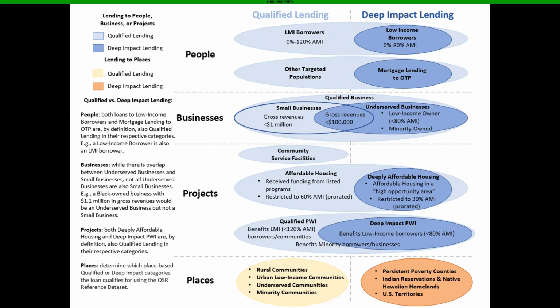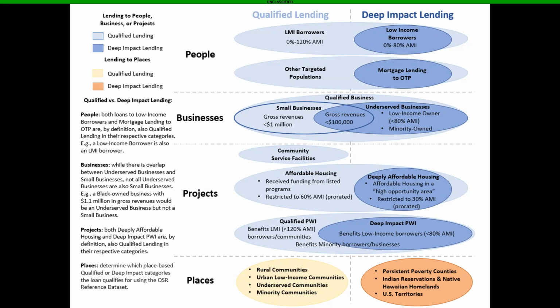The main change that we've made with the new instructions is to expand the definition of qualified PWI. Previously, it had only included projects which benefit LMI borrowers and communities, whereas deep impact PWI was for projects which benefited low-income borrowers or benefited minority borrowers or businesses. We've expanded the definition of qualified PWI to also include projects which benefit minority borrowers or businesses, so that deep impact PWI is also a subset entirely encompassed by qualified PWI.